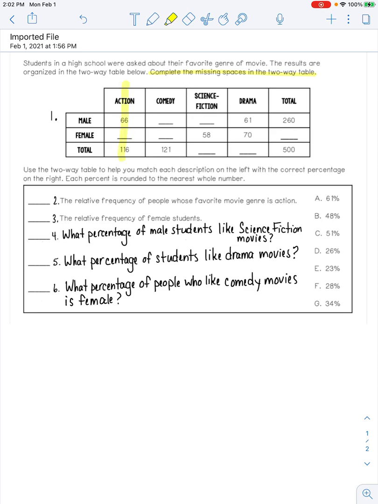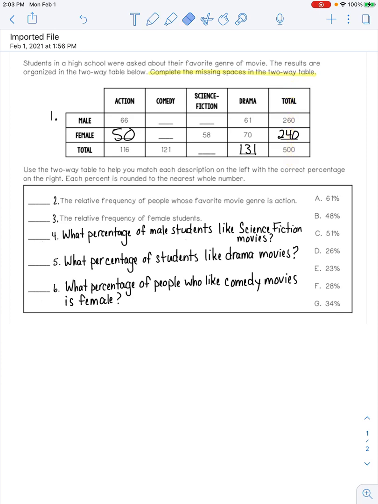So I'm going to start here with action. I have the total, so I'm going to subtract. 116 minus 66 gives us 50. Can't do anything with comedy, science fiction. With drama, I need the total, so I'm going to add. So I've got 61 plus 70 gives us 131. And then if you look at your overall total, I have the overall total, so I need to subtract. 500 minus 260 gives me 240.